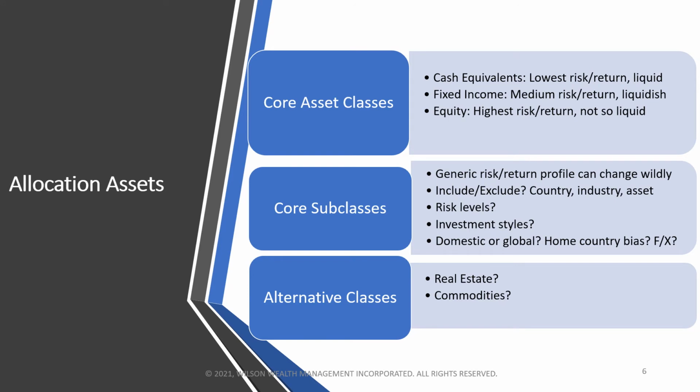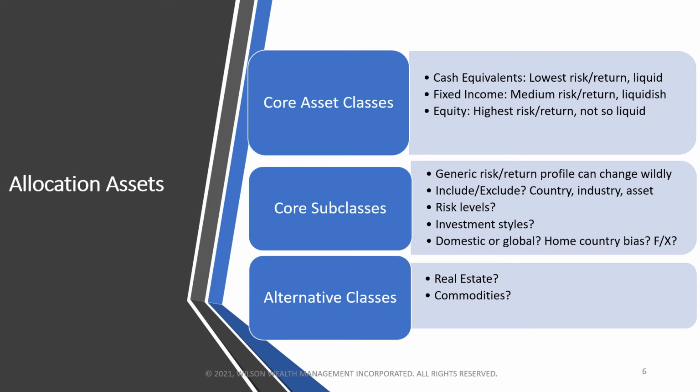If we look at the asset classes, now here's something that sometimes people get, I won't say confused, but maybe annoyed at. I like to think that there's probably 3 core asset classes. There's cash equivalents. That's the lowest risk, lowest return, highly liquid. There's fixed income, which is kind of in the middle for risk return, still quite liquid. And equities, which are the highest risk return, not so liquid. And those are more generic statements.